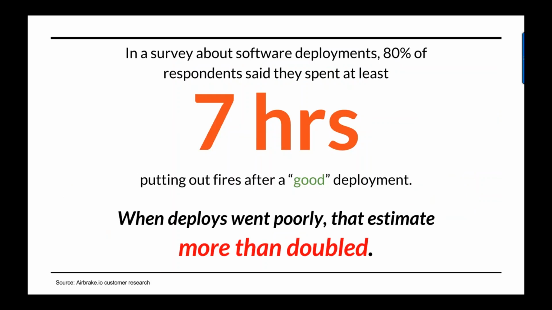We've done some surveys with customers, and these are companies that generally work in an Agile model, a little bit of waterfall, a little bit of continuous deployment. When they have what they would term a good deployment, on average they were spending 7 hours just trying to put out fires: doing manual testing, trying to recreate problems, track down issues, and figure out why the metrics went sideways. And that's a good deployment. When the deployments went badly, that estimate tended to more than double.